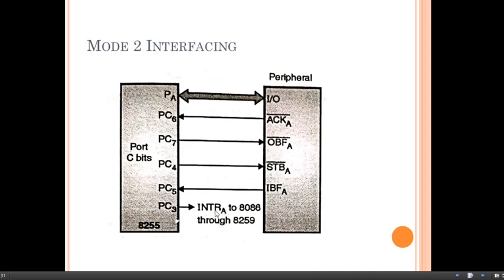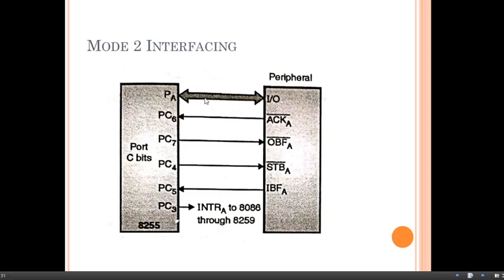Along with this, the INTR signal is given to 8086 through this 8259. As we have seen in mode 1 input and output, how this INTR signal is given to 8086, in a similar way here also the INTR signal is given to 8086 through this 8259. Here this is mode 2, it is a combination of mode 1 input and output at a time. So here port A is acting as an input port as well as an output port.